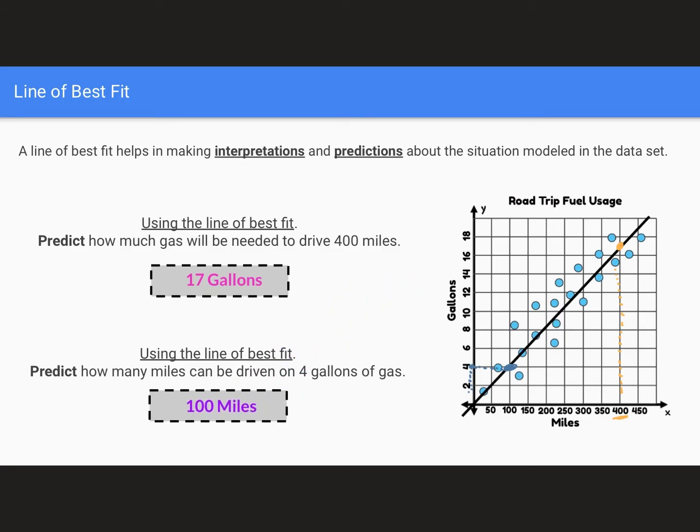Now notice that in our scatter plot, none of our dots were on 100. None of our dots were on 17 gallons. We're not looking for one of the dots to be there. We're using the line of best fit. So it's very important that we read what the question asks us in order to be able to answer the question. Now let's take a look at example B.